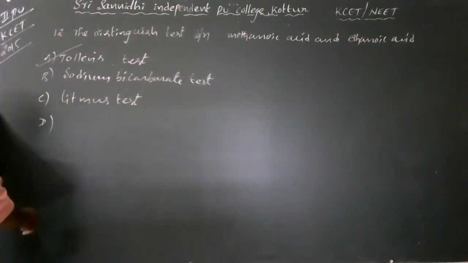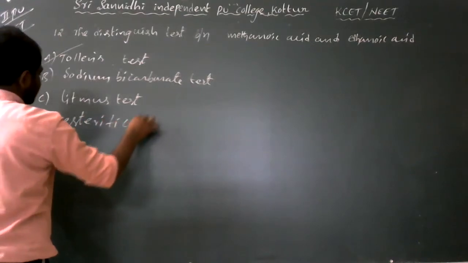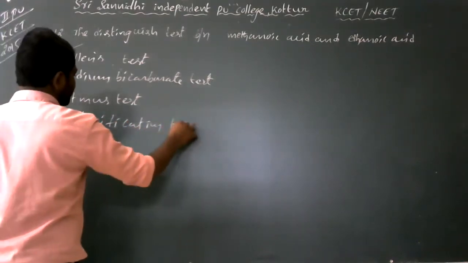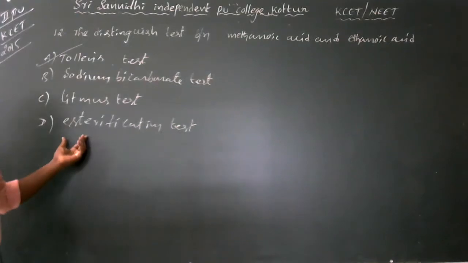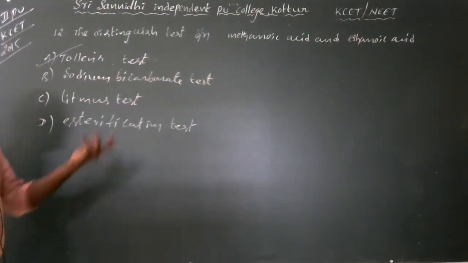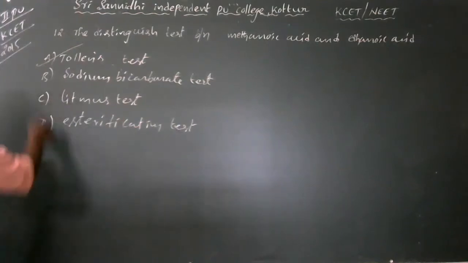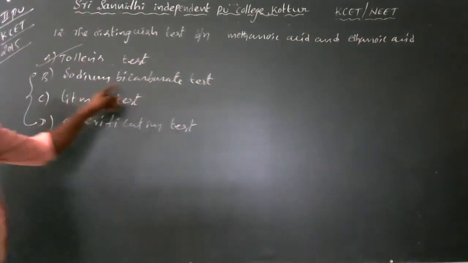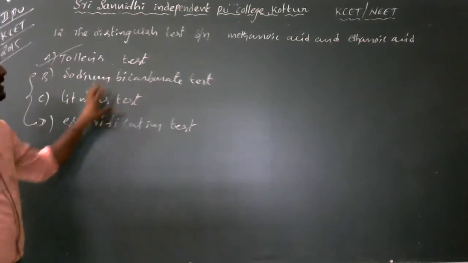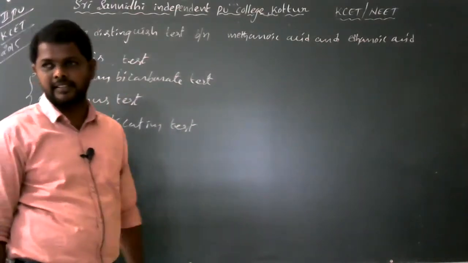Next, option D is the esterification test. Carboxylic acids are treated with alcohols, which gives esters. Any carboxylic acid, methanoic acid, ethanoic acid, propanoic acid, gives this. So options B, C and D, the sodium bicarbonate test, litmus test and esterification test, are all general tests for carboxylic acids.